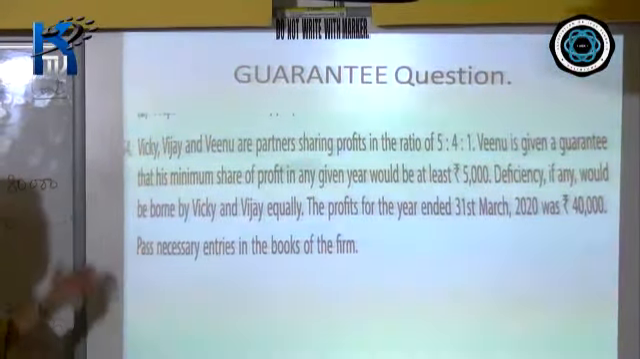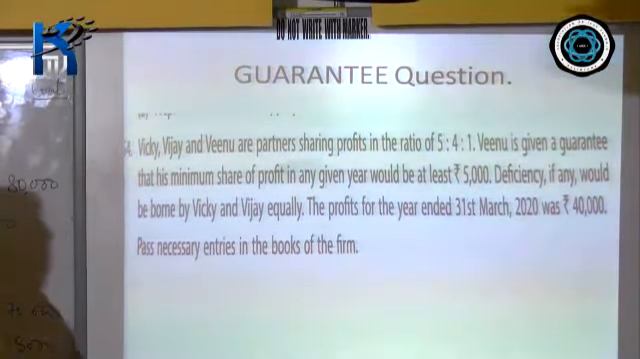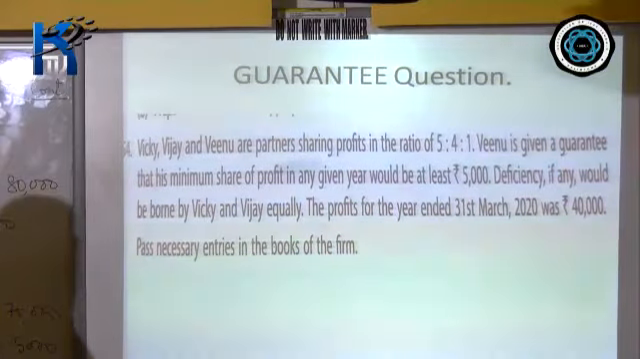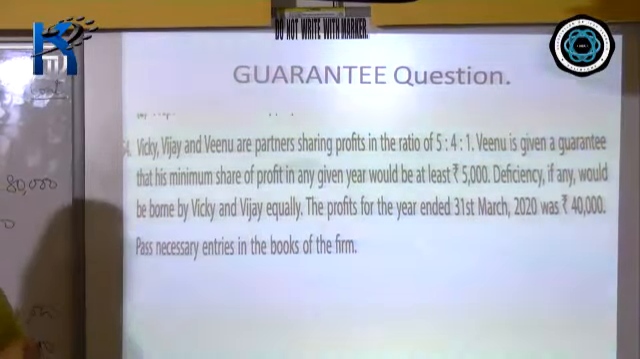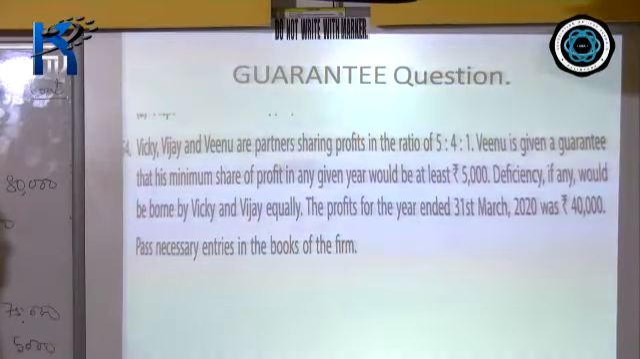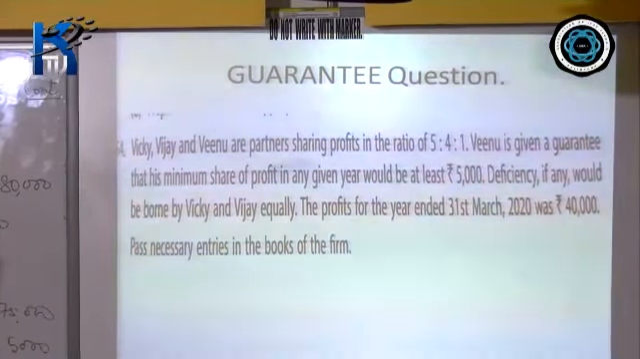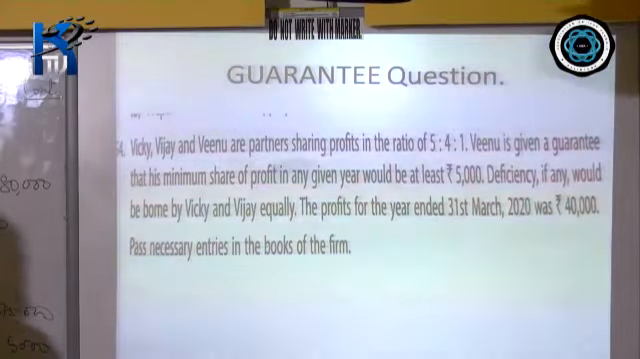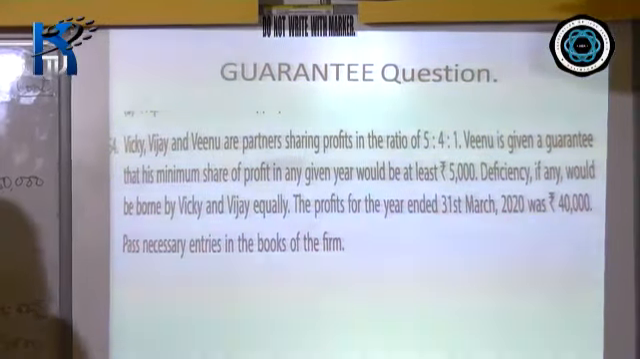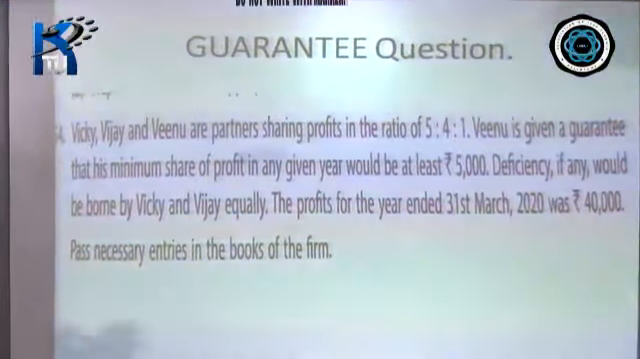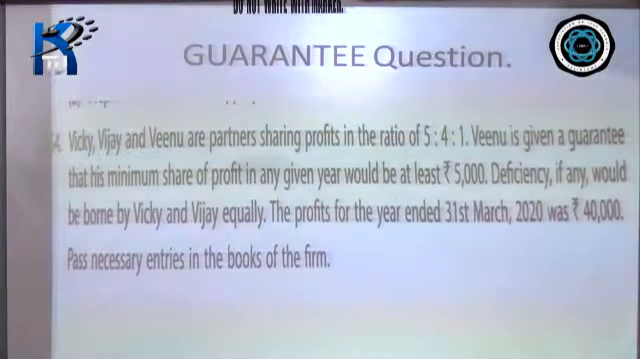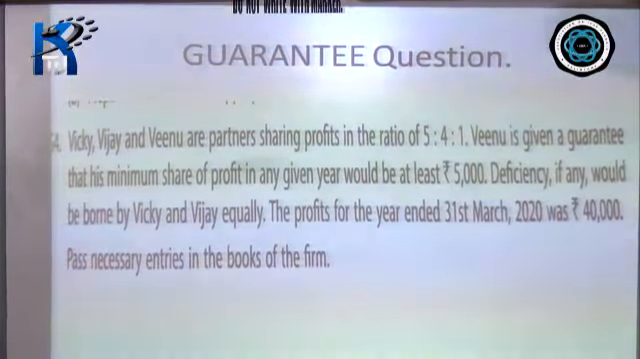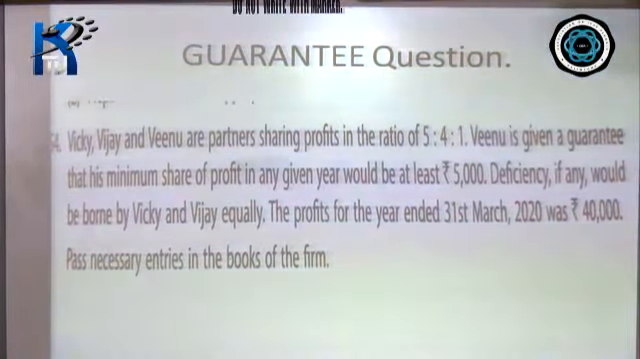Just let us see. Vicky, Vijay and Vinu are partners, sharing profits in the ratio 5:4:1. Vinu is given a guarantee that the minimum share of profit in any year would not be less than 5,000. So Vicky and Vijay, both of them have guaranteed Vinu that Vinu, your profit will not be less than 5,000. Now, deficiency, if any, would be borne by Vicky and Vijay equally.